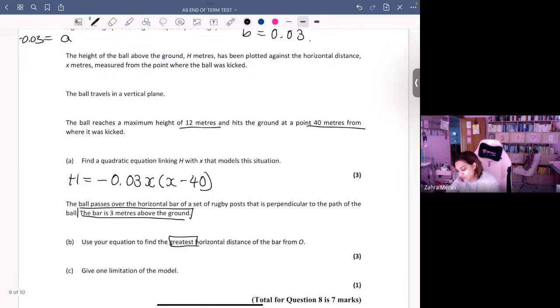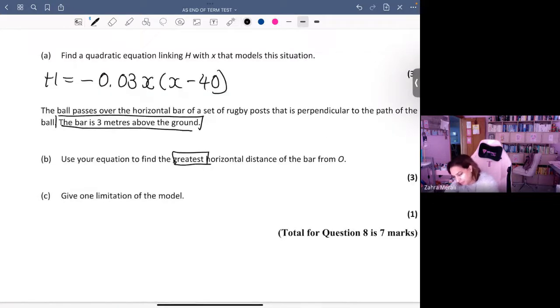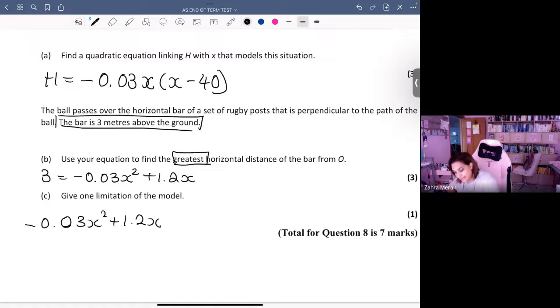So what we're going to do is we're going to make it equal to 3. If we go with what we had before, here we have to open it out because it's not in our completed the square form. So we get plus 1.2x. Put everything onto one side. So minus 0.03x squared plus 1.2x minus 3 equals 0.